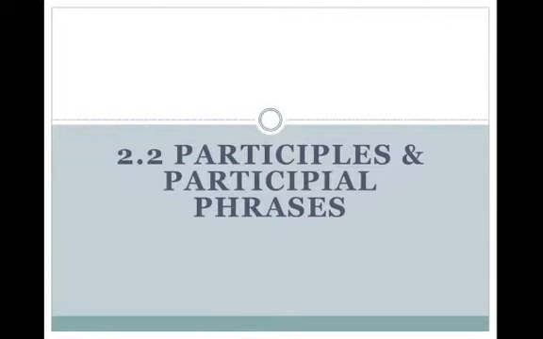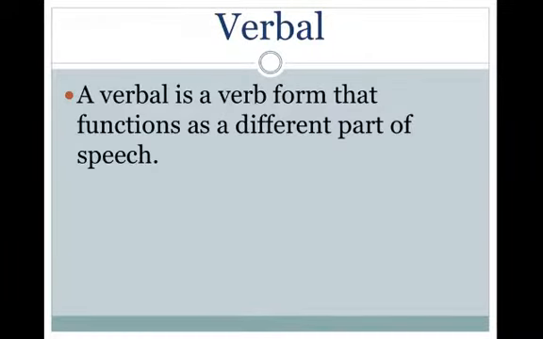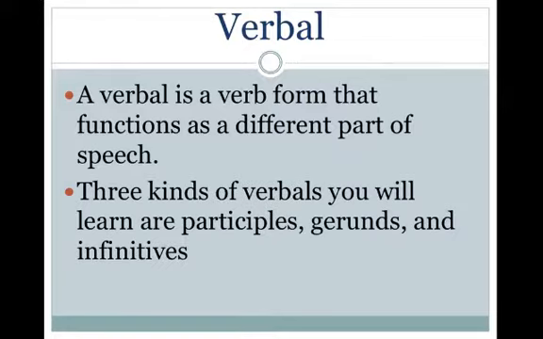Video 2.2, Participles and Participle Phrases. First, verbal. A verbal is a verb form that functions as a different part of speech. Three kinds of verbals you will learn are participles, gerunds, and infinitives.